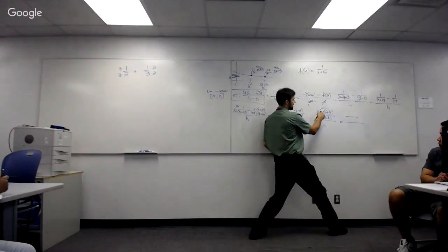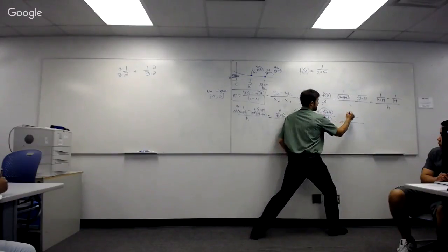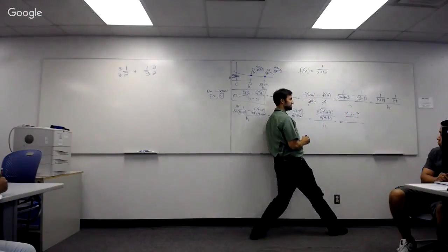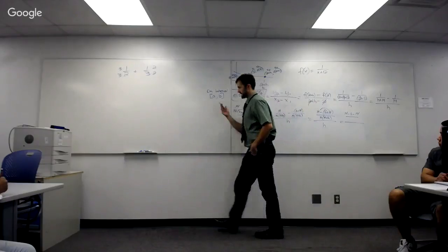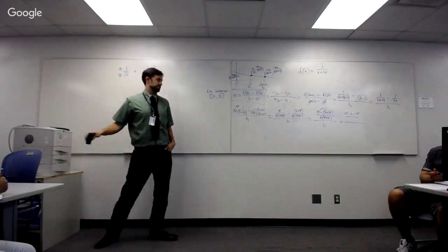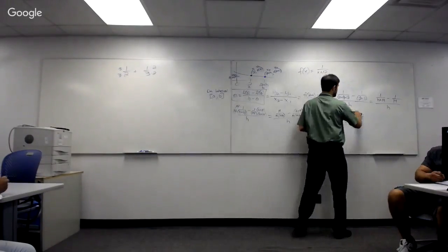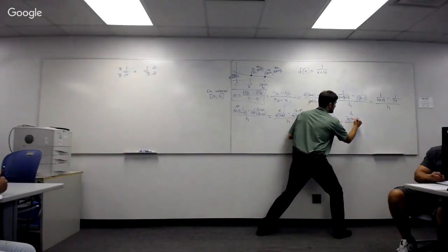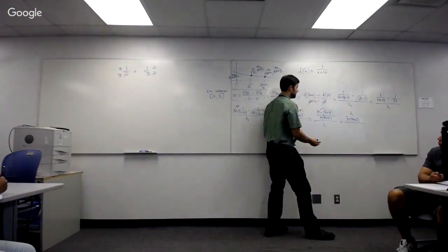14 minus h minus 14. What happens to the 14s? They cancel out, and we're left with just an h. So that numerator now is just h all over 14 times 14 plus h, all over h.